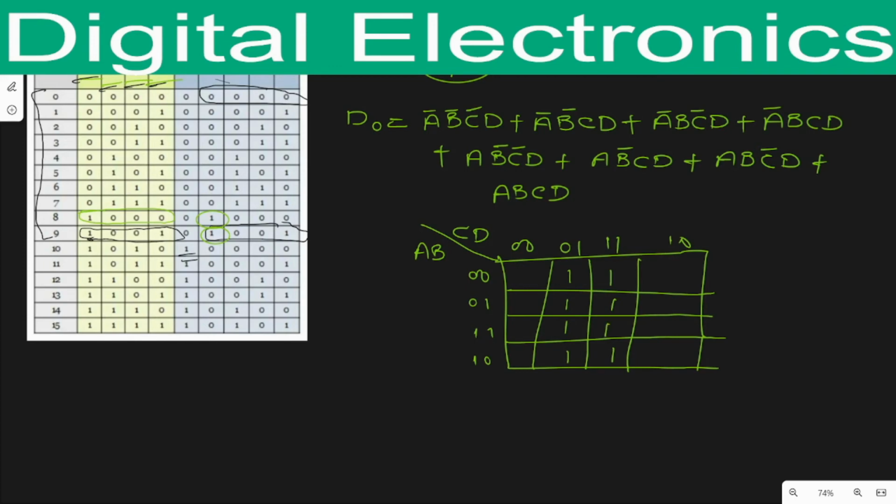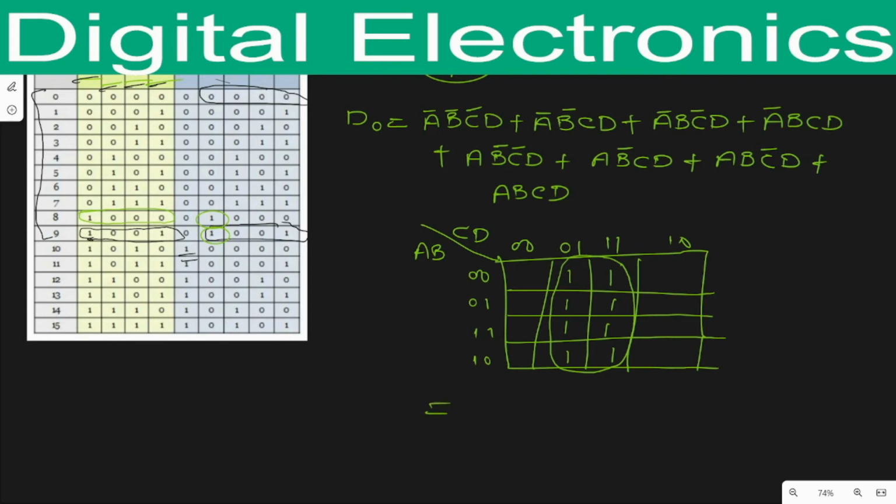Okay, so these are the min terms. When I group all these min terms, only one group is required for the grouping. So what is the answer in that case?